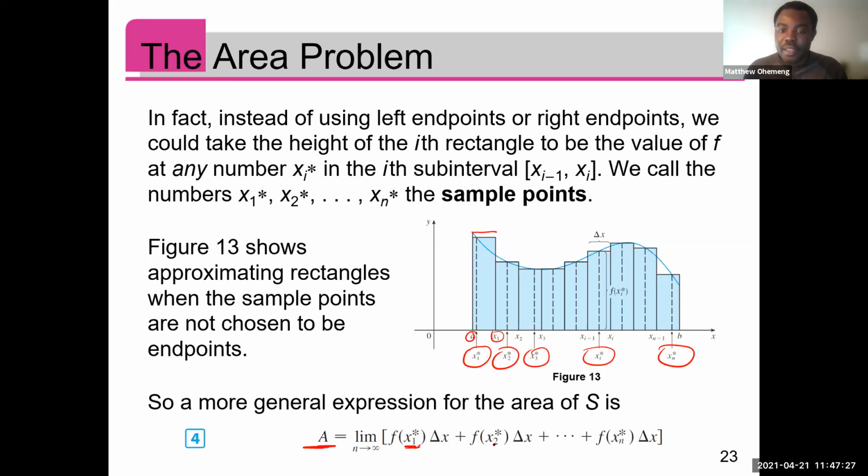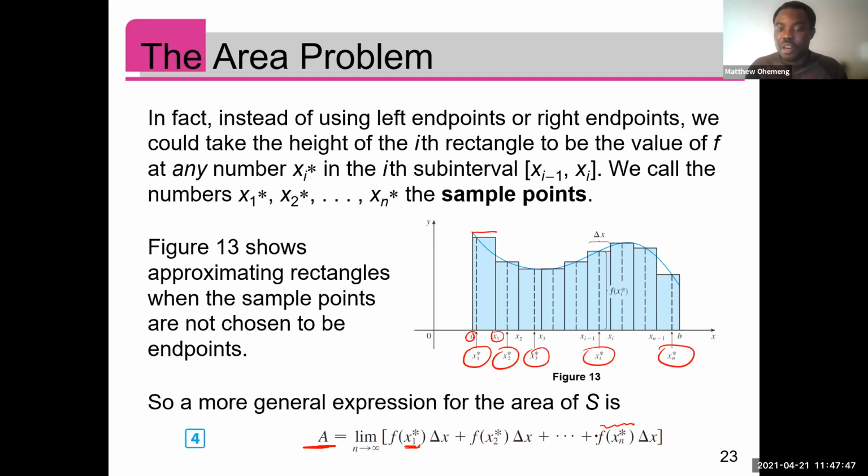Plus for the second strip, the second sample point will determine the height. So that's f of s sub 2 star, and then the weight, and so on and so forth, up to the end strip. For the end strip, the sample point is what? s sub n star, and that will determine the height, right? And then times the weight. So this is also another representation.